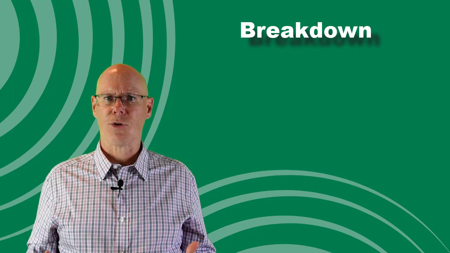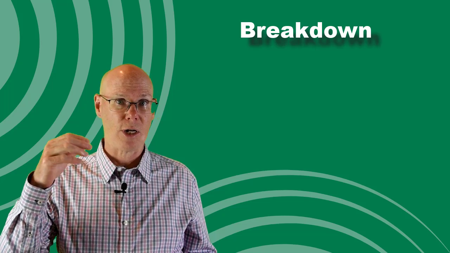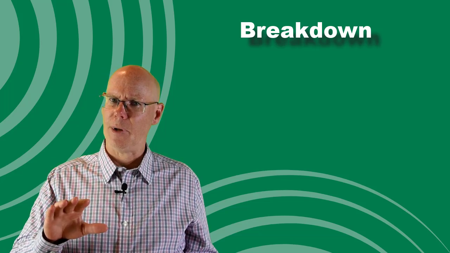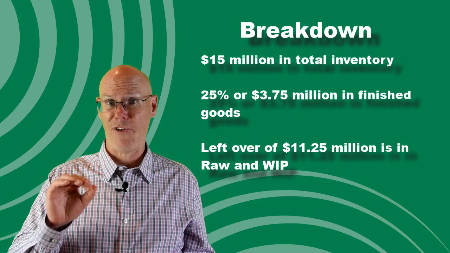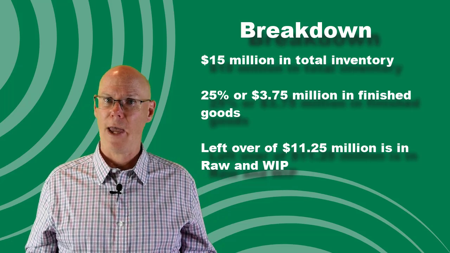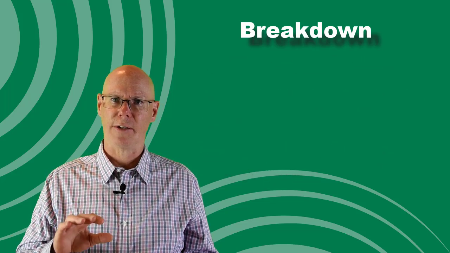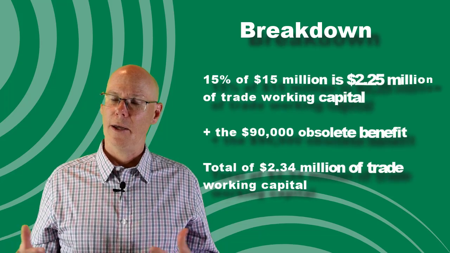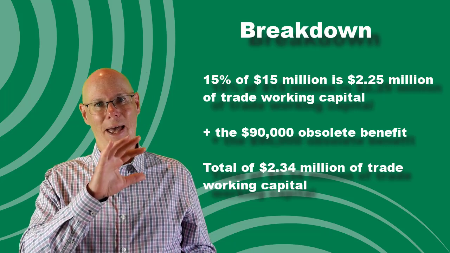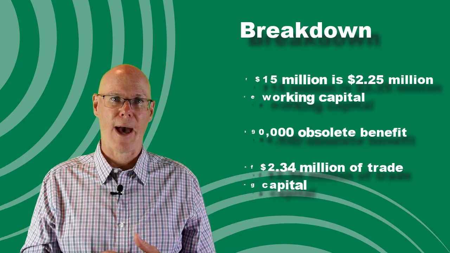Start with your average on-hand inventory of finished goods. Estimate the percentage you can reduce this through better coordination and communication around family strategy, including setting inventory levels. For my company, with the example I'm using here, with $15 million in inventory, 25% of that, or $3.75 million, is in finished goods, and the balance is in raw and WIP. Being really conservative on the savings, I'm estimating this at 15%. That would free up $2.25 million in trade working capital. Adding the two numbers together, the benefit is freeing up $2.34 million of trade working capital.